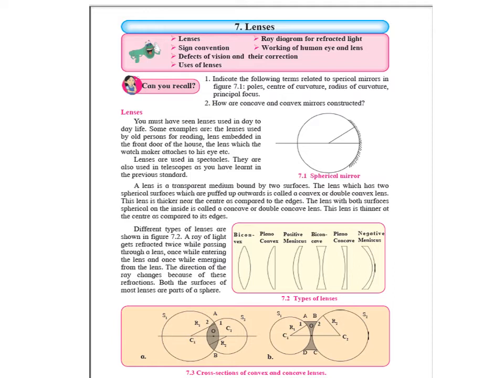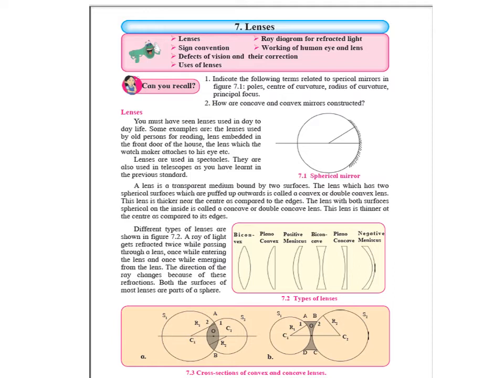Different types of lens can be seen in the diagram. The first one, as we saw, is a biconvex. That means both the sides are convex. Then plano-convex. One side is plane, other side is convex. Then we saw biconcave. That is both the sides are concave. Then we have plano-concave. One side plane, one side concave. So these are some of them.